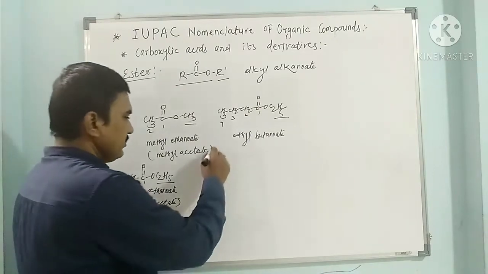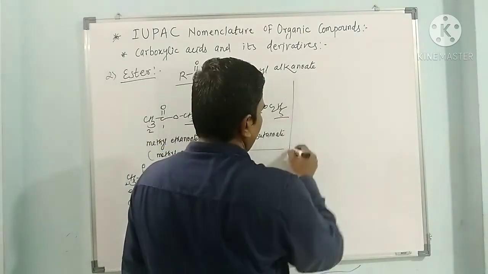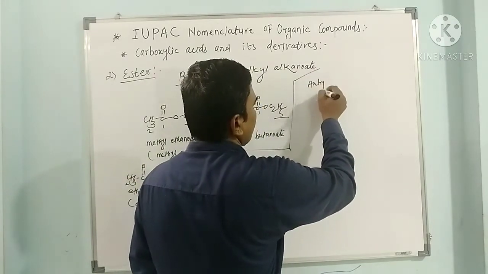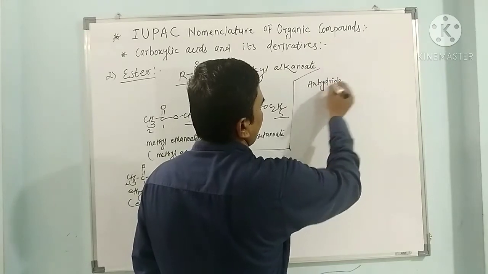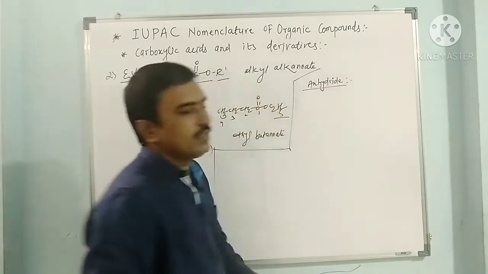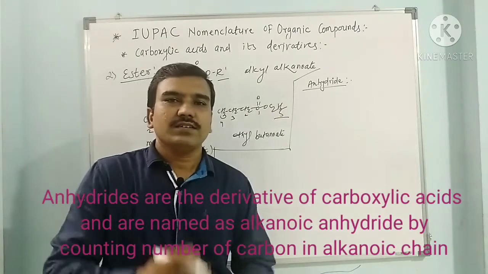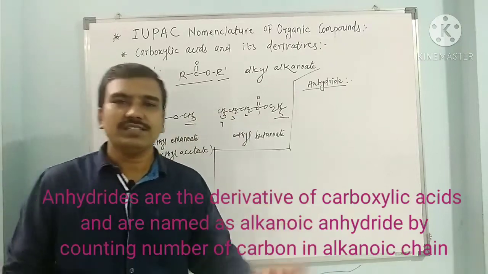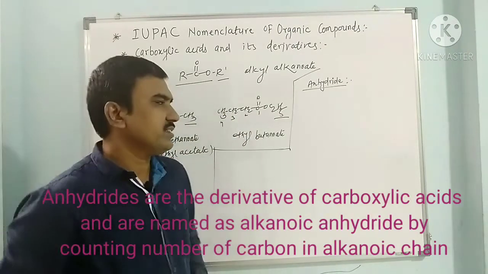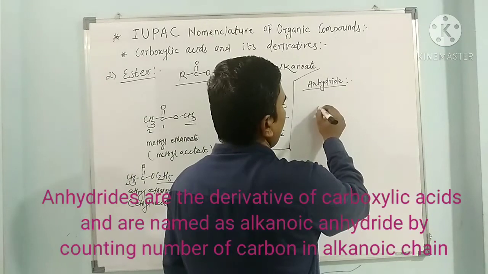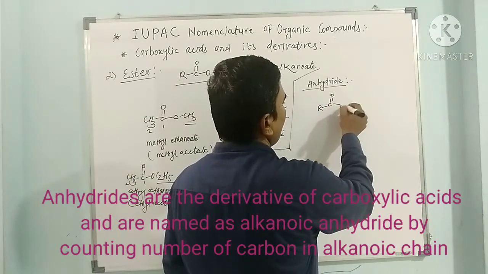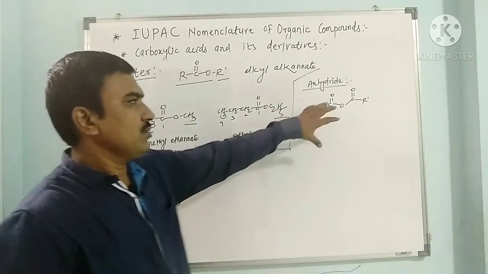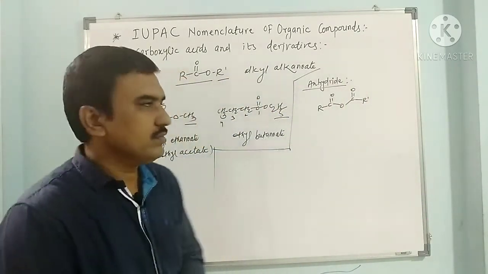Now the next compound we have to see is anhydride. Anhydrides are the compounds which are generated from 2 moles of carboxylic acids. When carboxylic acids undergo condensation, they give anhydrides. Anhydrides have the general formula R C double bond O O C double bond O R, or R dash. So R C O O C O R or R dash.